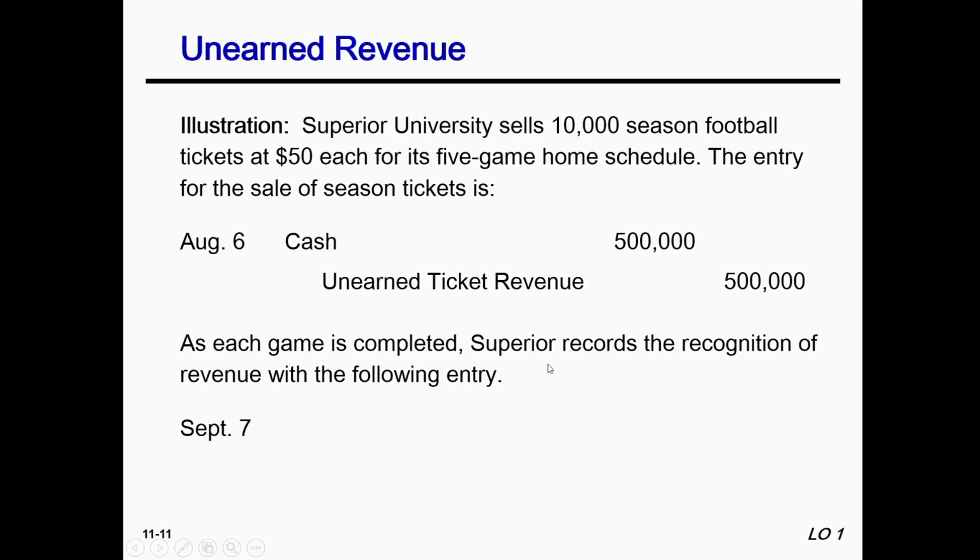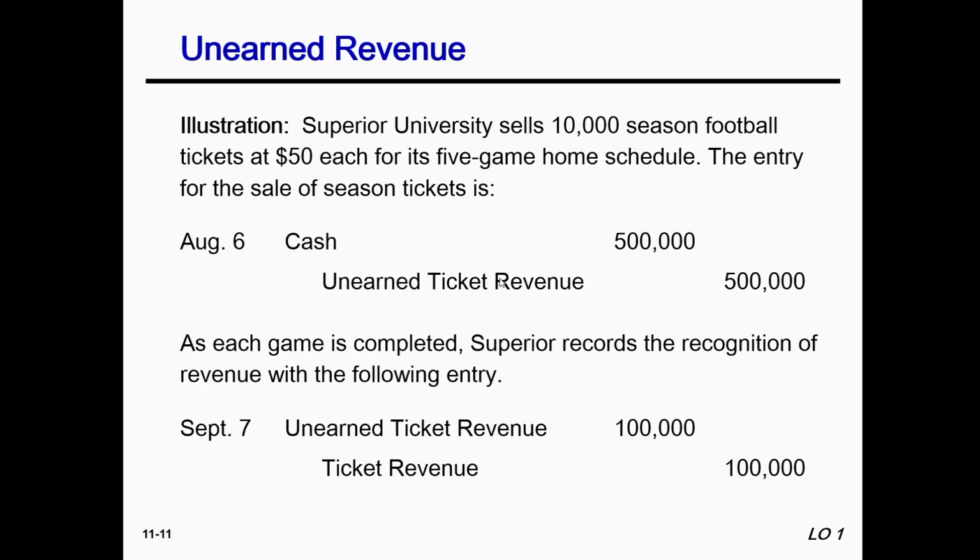For example, on September 7th, the first game is over. So unearned ticket revenue, which is a current liability, will be reduced, because one game's unearned revenue becomes revenue since the game is already over. So unearned ticket revenue gets debited and ticket revenue gets credited. So the liability is reduced and revenue is recorded.